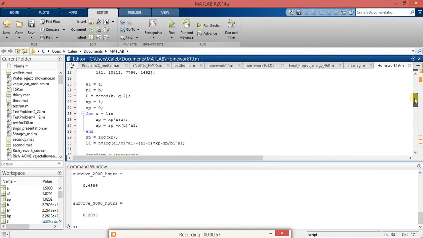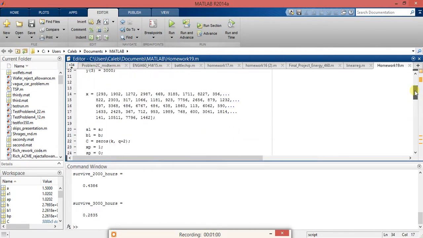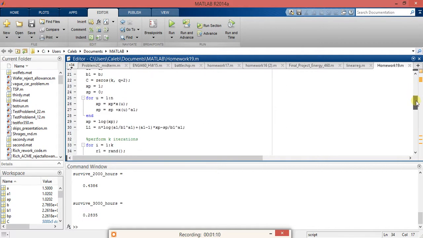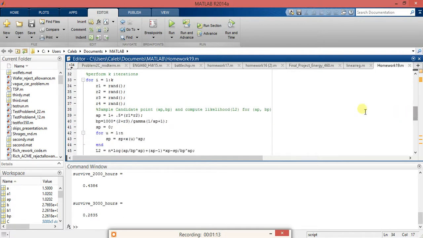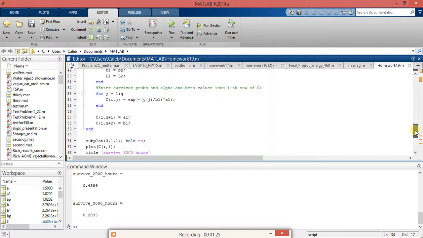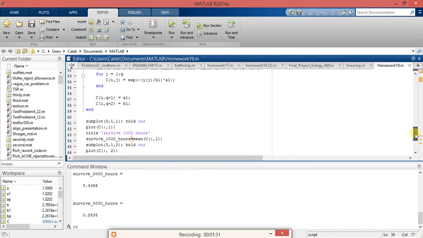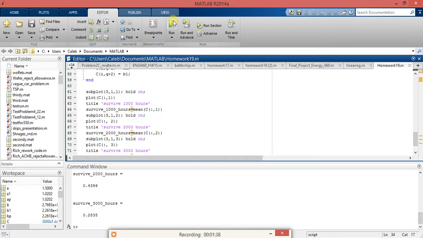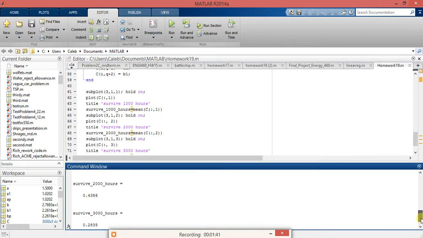As we set up the data in our X matrix and the different parameters that were given, our 1,000, our 2,000, our 3,000 hours, we're able to run through the Bayesian procedure and then compare it against candidate points in order to determine an acceptance or rejecting of the candidate point, and then store that into a matrix, and then obviously average all of those together in order to determine the survivor probabilities, if it survived 1,000 hours, 2,000 hours, or 3,000 hours. So when we run this, we get some probabilities.